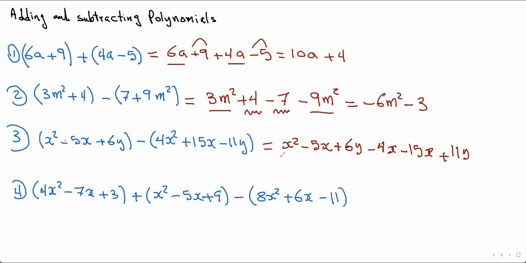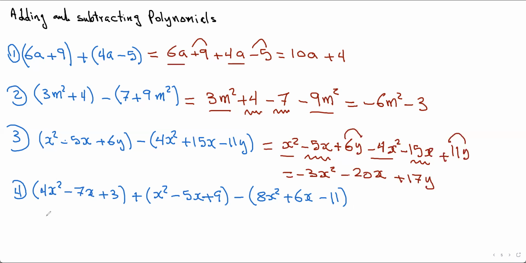Now, like terms, sorry, I forgot to write the square there. So this and this are like terms. This and this are like terms. And then these two are like terms. So 1x squared jump over minus 4x squared gives me -3x squared. And then we have the -5x jump over minus 15x. That's going to give me -20x. And then the 6y jump over plus 11y, that gives me plus 17y. Let's go to the next question.